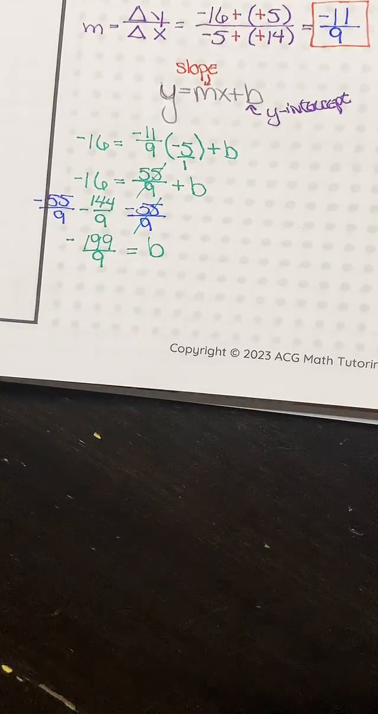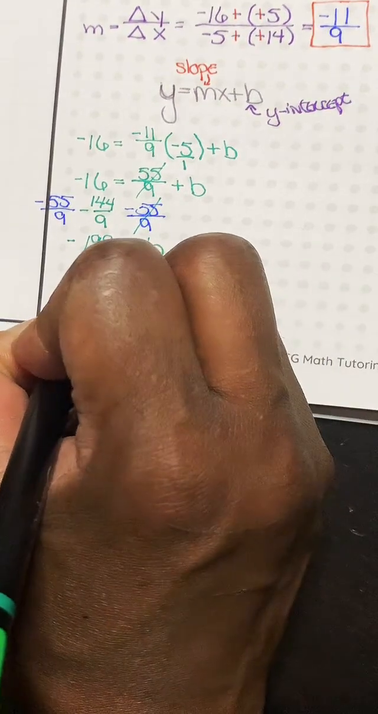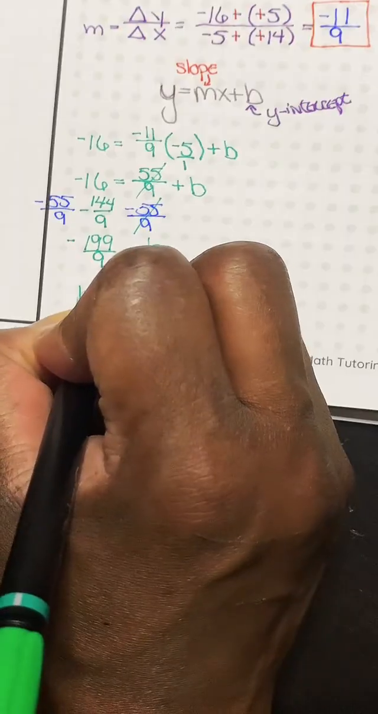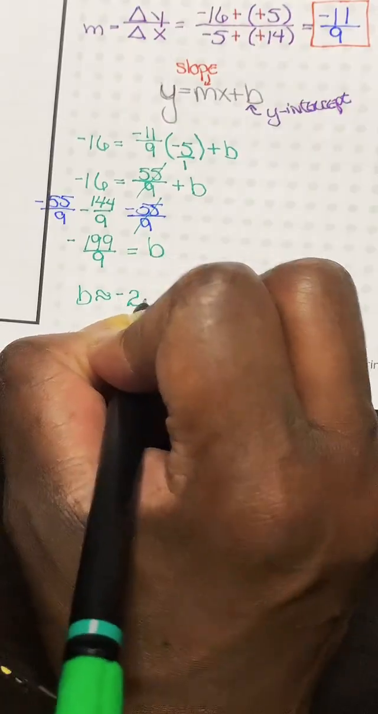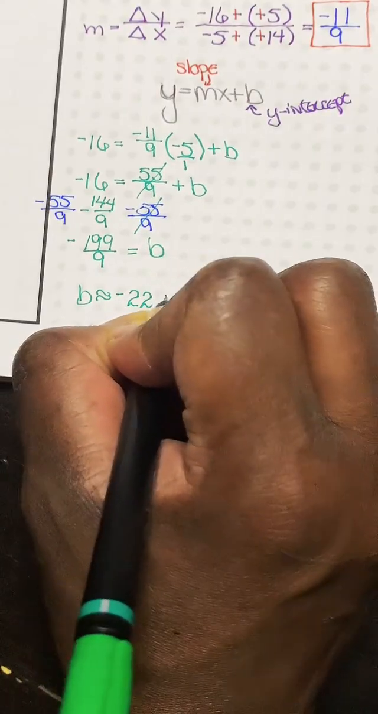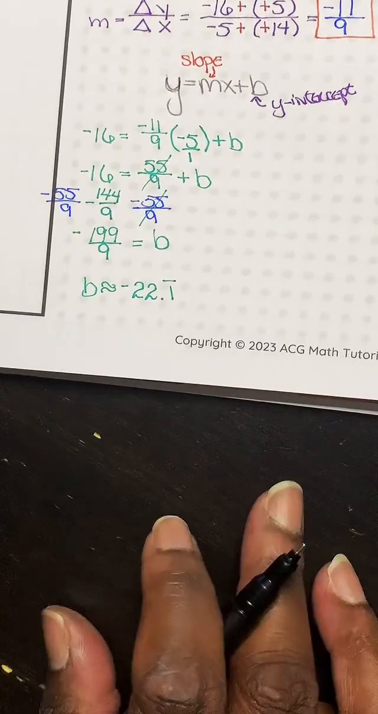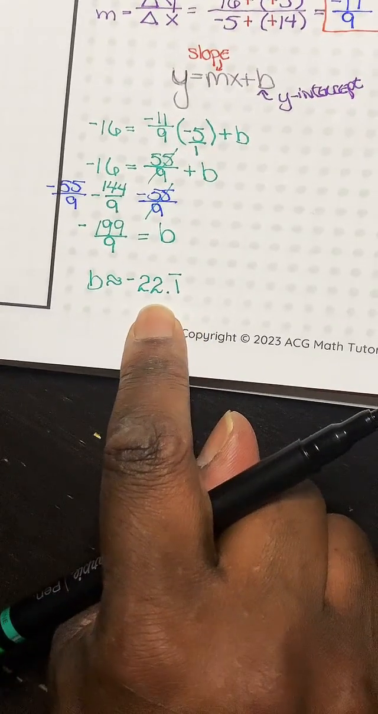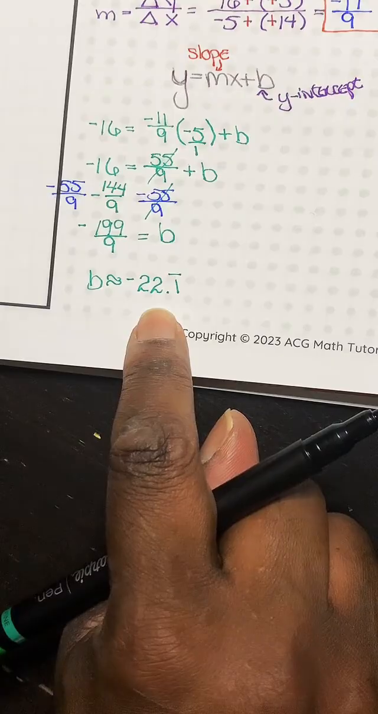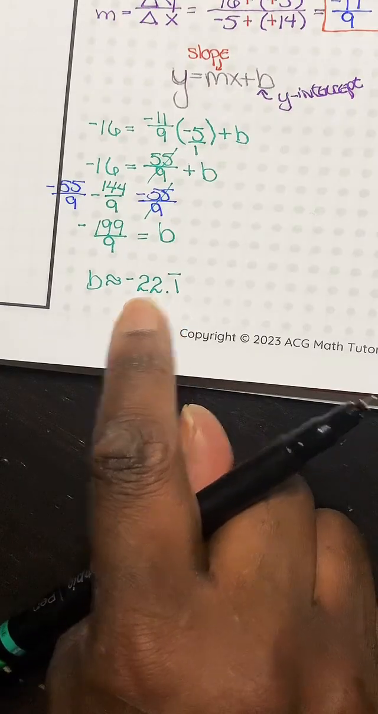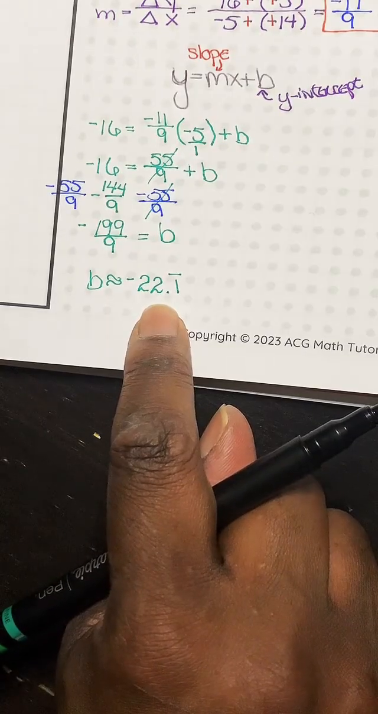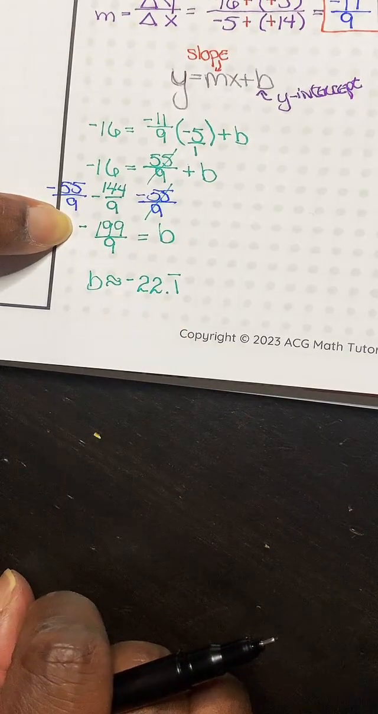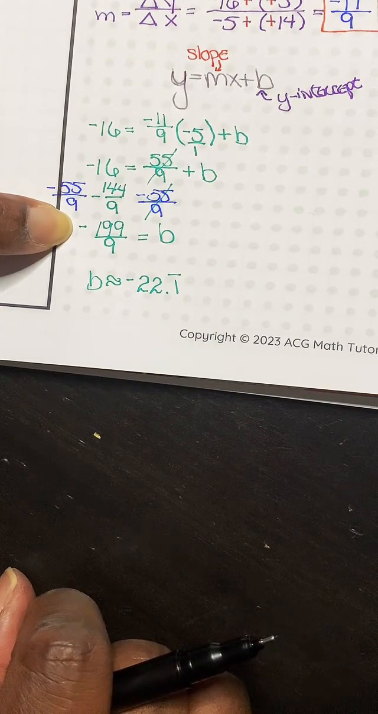So if I want to, I can actually divide those things. B is going to be approximately, because I'm doing some rounding, negative 22 with my ones repeating. So if I were to plot this as a point on the grid, it's easier for me to figure out where negative 22 will be versus where negative 199 ninths is, right?